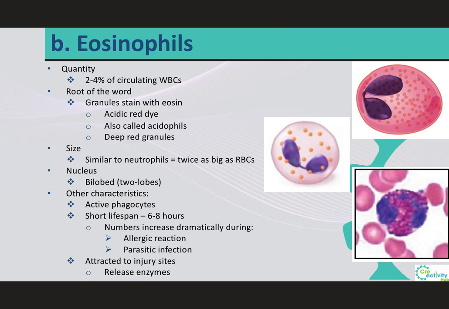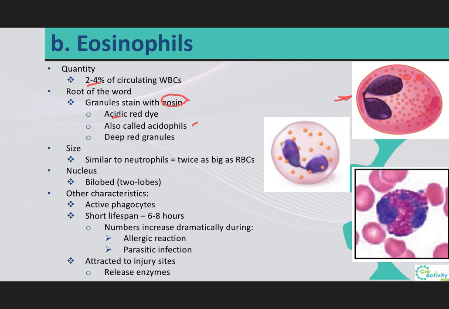Next, we have the eosinophils, which represent about 2 to 4% of the circulating white blood cells. They can also be called acidophils, and they are named this way because their granules, like I said earlier, will stain with eosin, which is an acidic red dye. So we can see from this image over here that the granules do look reddish. Eosinophils are also very big because they have a similar size to neutrophils. So this also means that they will be twice as big as the red blood cells.